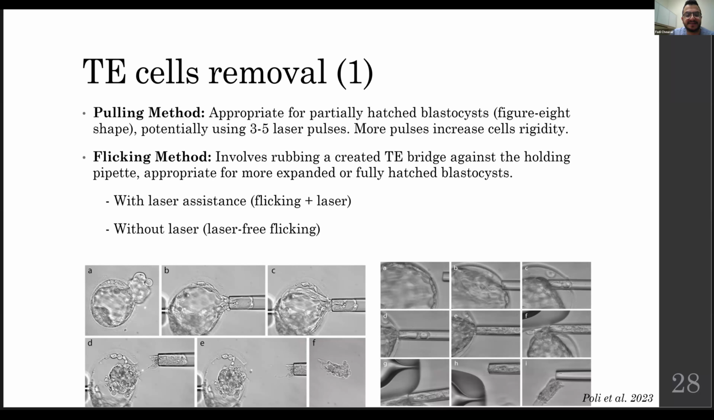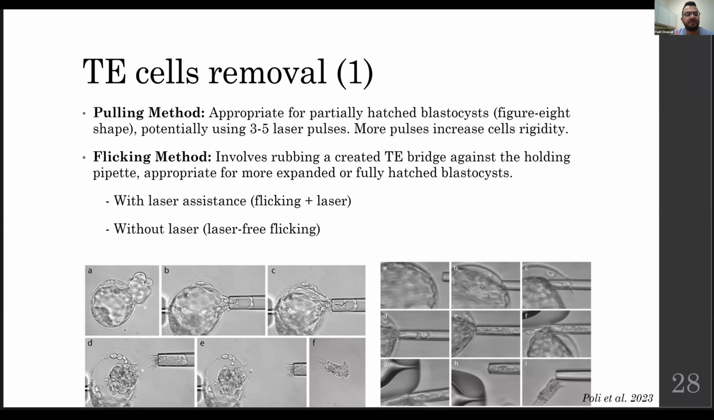And we know from our practice that once you do more pulses, it will increase the cell's rigidity. It will not dislocate the cells, so it doesn't make sense to make more pulses. It will make the chunk of tissue more rigid and more sticky. For the flicking method on the right, as we see in the figure, it involves aspirating and rubbing, using few laser shots and rubbing to create a trophectoderm bridge against the holding pipette, which is appropriate for more expanded or fully hatched blastocysts.